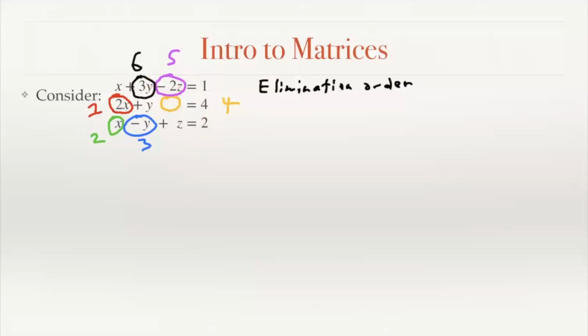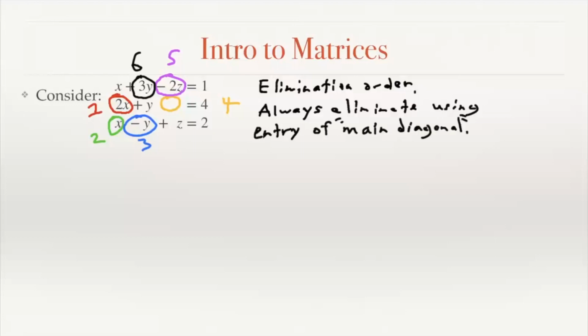And how do we eliminate? Well, we can add a multiple of one equation to another, just like we have been doing for a long time to solve two equations, two unknowns. And we always eliminate using the corresponding entry of the main diagonal. And by the main diagonal, we mean this diagonal here, this x, y, z, this main diagonal from top left to right bottom. So to eliminate that 2x, in other words, we want to use this x up here. And our step 1 would be to do equation 2 minus 2 times equation 1.